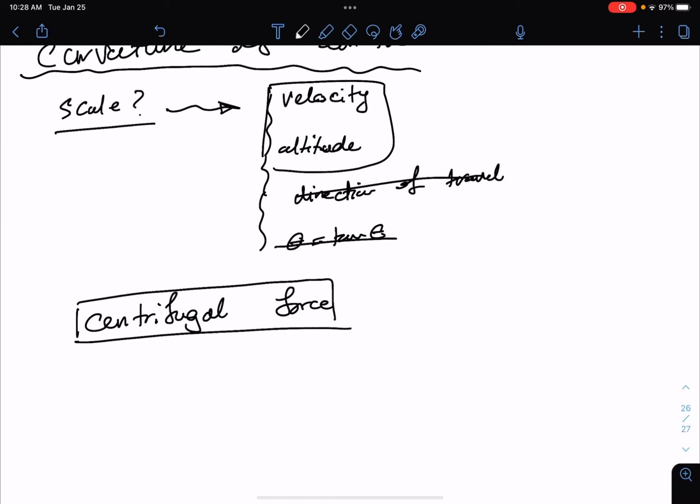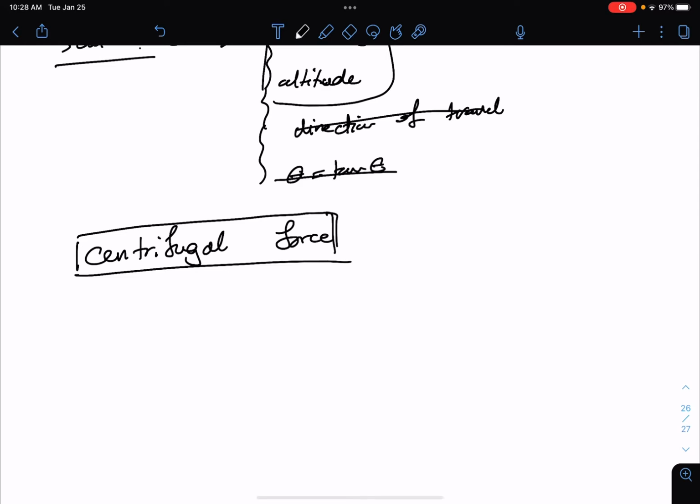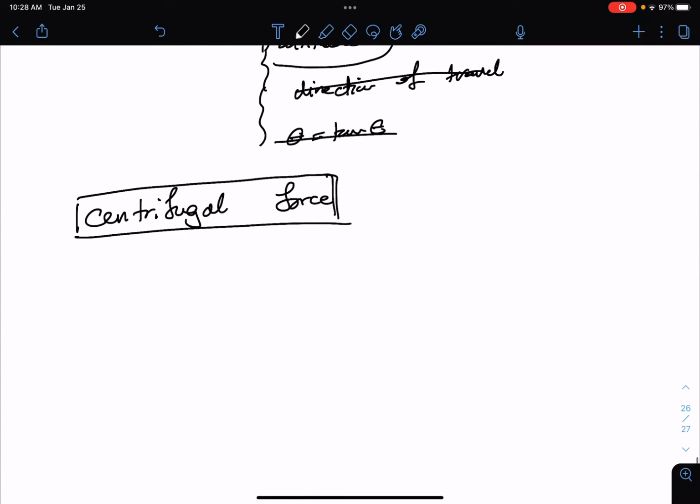But let's come up with a criteria. The criteria we are going to come up with is essentially going to tell us whenever your centrifugal force is equal to your weight or higher than that, then you cannot really assume that Earth is flat. I mean, let me put it this way: if your centrifugal force is getting close to your weight, then you cannot assume Earth is flat. And how can we find this?